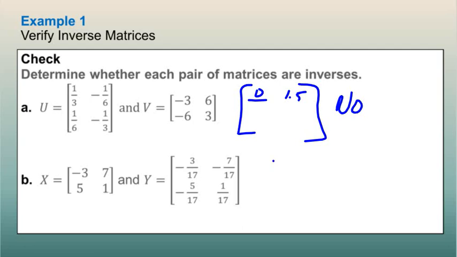And let's try the other one here. We have negative 3 times negative 3/17 gives us 9/17. And then we have to take that one and add 7 times negative 5/17. And that gives us negative 26/17. So no, these are not inverses of each other.